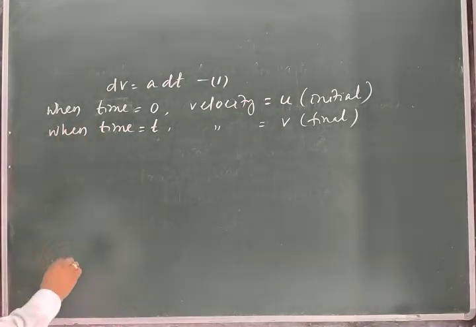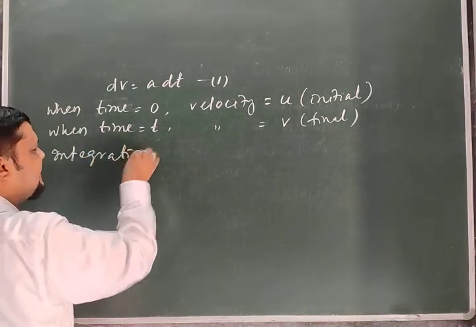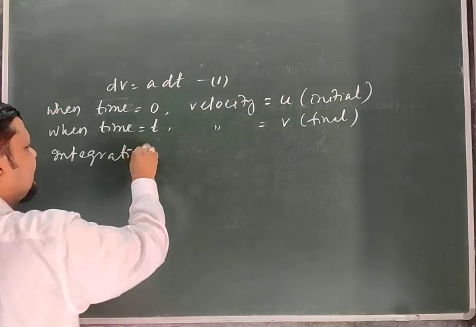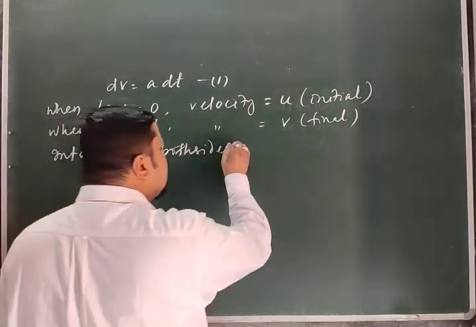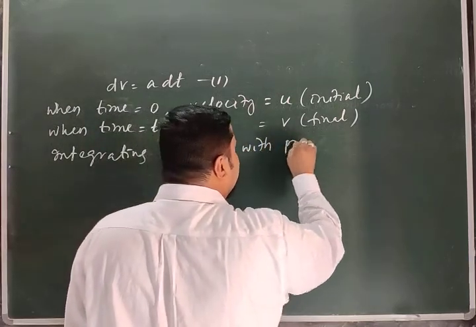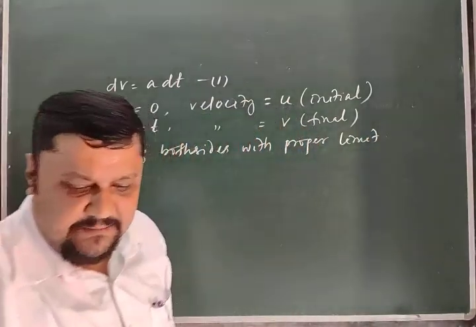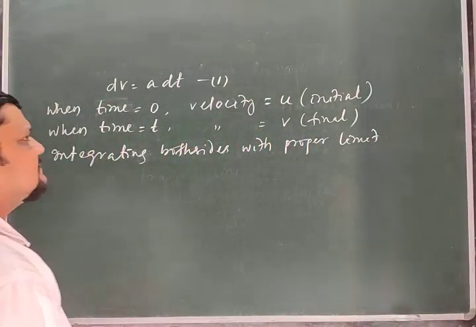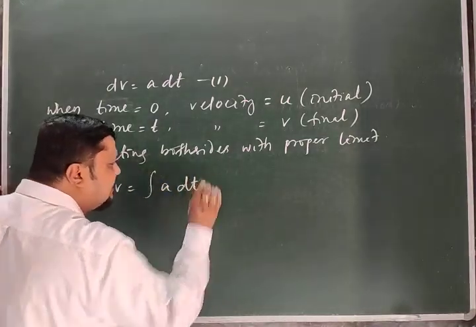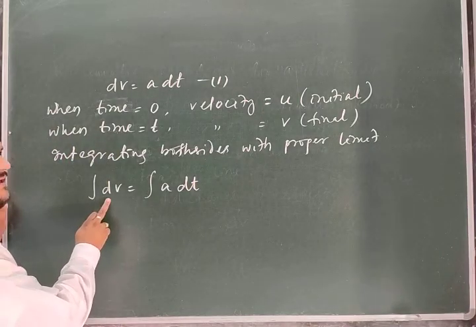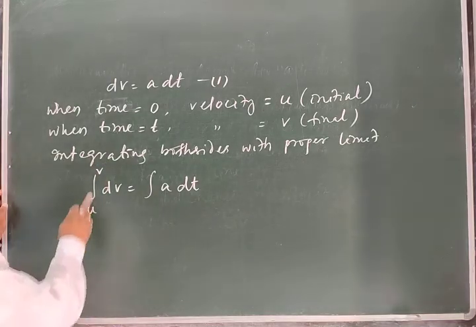Now after knowing the limits, do the integration. So integrating to know the total velocity attained, integrating both sides with proper limits. Now we integrate both sides. Put the integration of dv, integration of a dt. Now put the limits. Here what is the variable? v changes from what? Initially u, finally v, lower to upper.